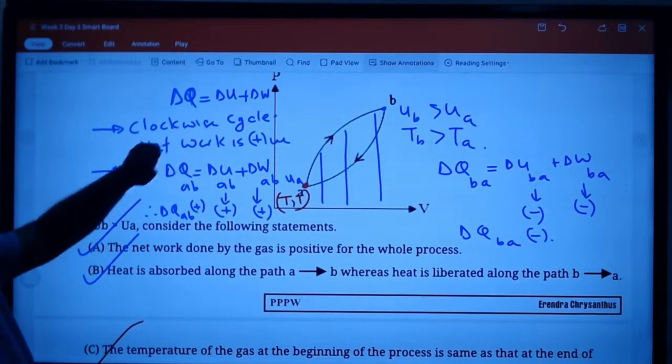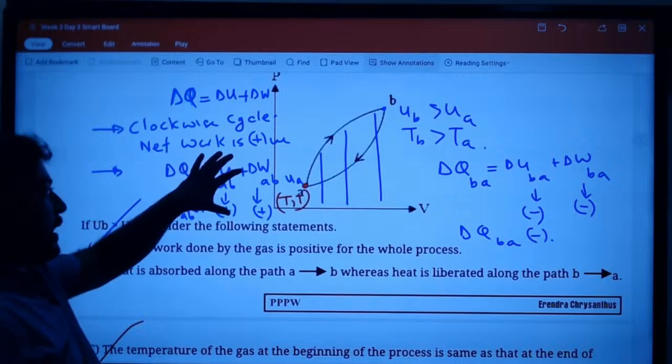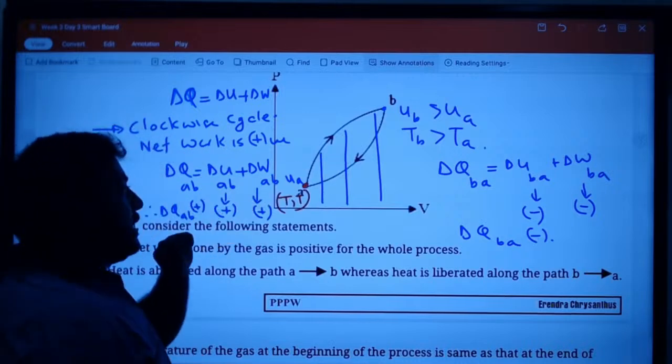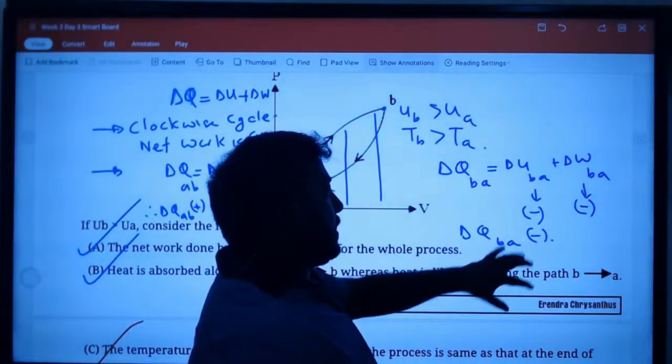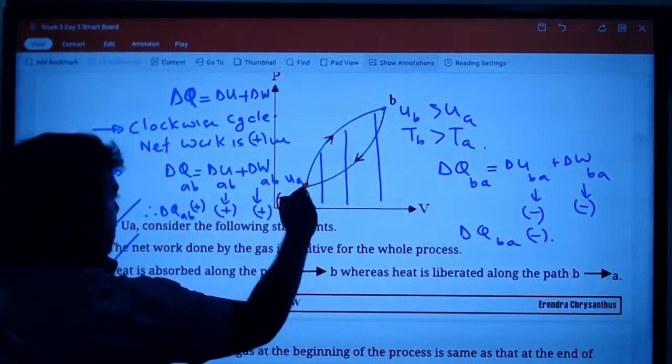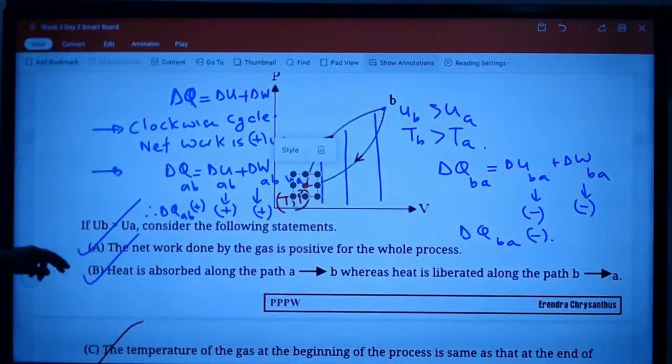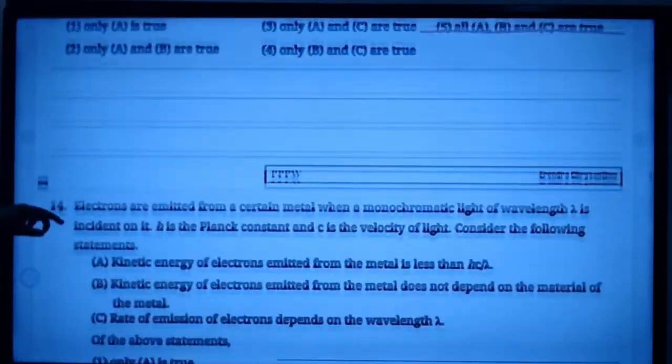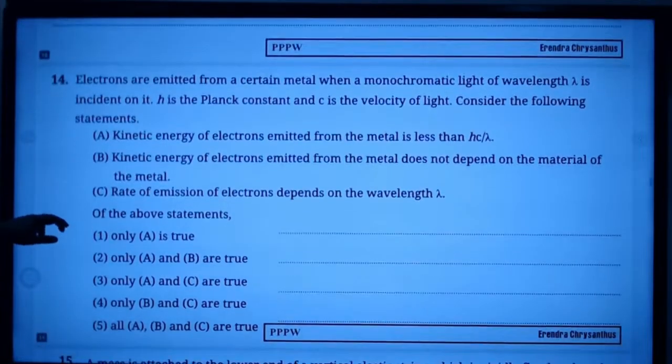These are the logic. Clockwise cycle, net work is positive. Here the A to B and B to A processes are separated. Starting, finishing both the same, so temperature is the same. Okay, no? Right. Moving on.